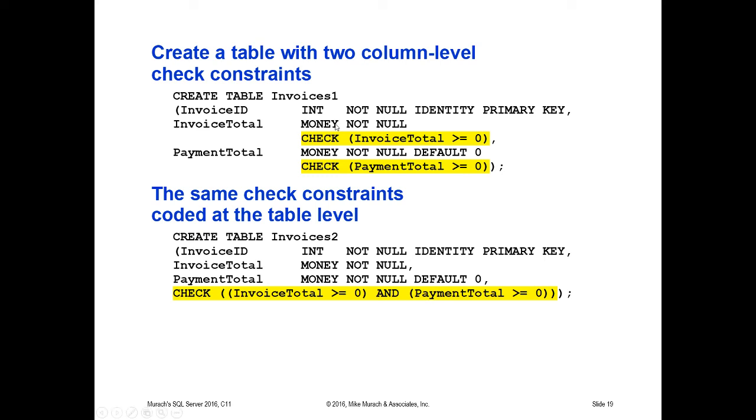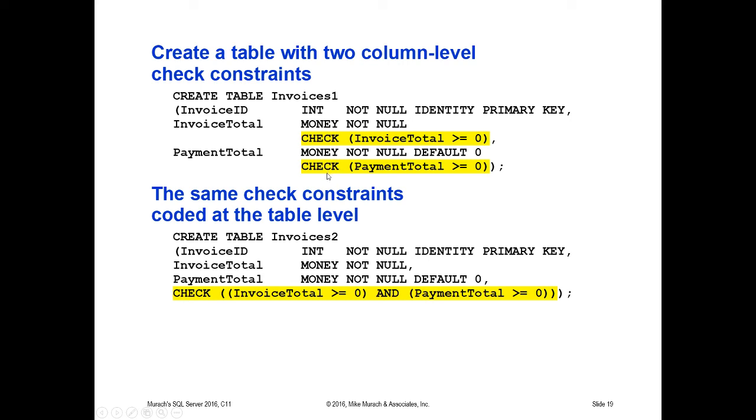In this example, when we create our table, we're mentioning that our invoice total must be greater than or equal to 0, can't be negative. Our payment total must be greater than or equal to 0. Those are check constraints on the column level.